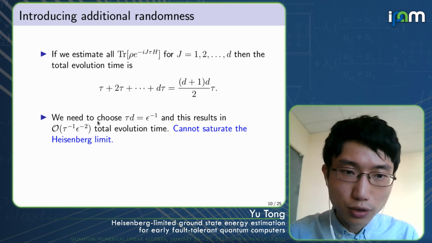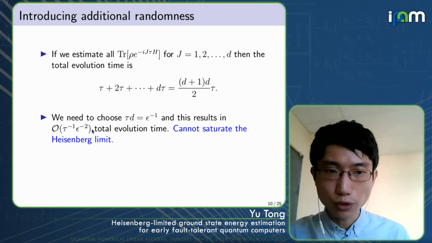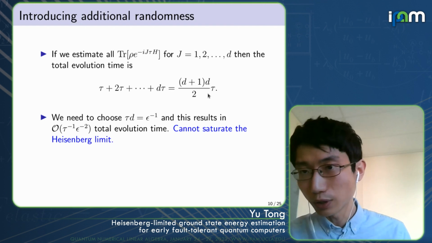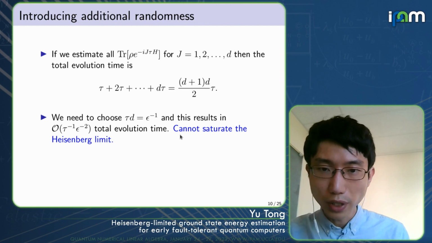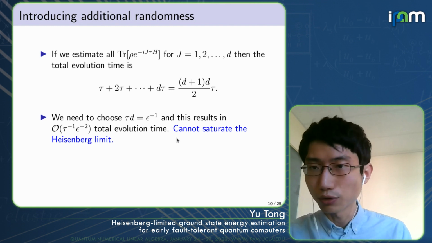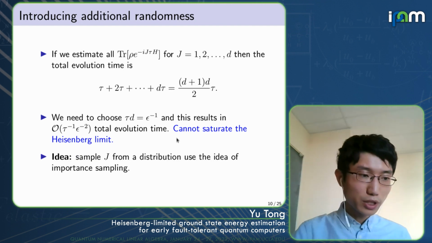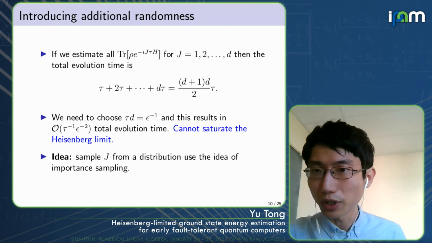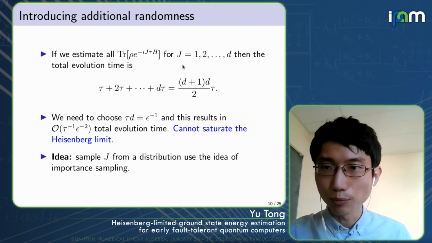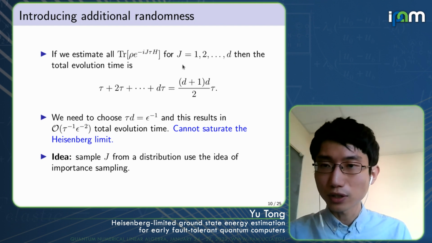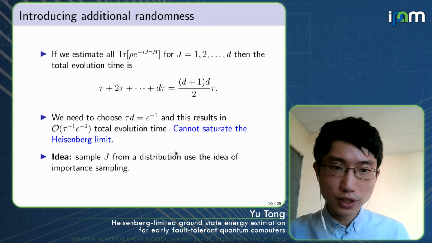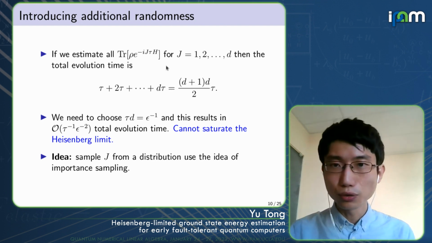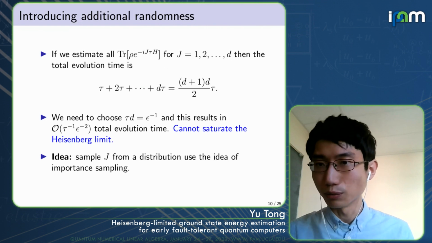I want to draw your attention to this epsilon to the minus 2 scaling, which is quadratically worse than the epsilon inverse scaling in quantum phase estimation. So if we take this approach, even without considering any precision requirement, from this simple analysis we already know that we cannot saturate the Heisenberg limit. Therefore, we need to take a different approach: we sample J from a distribution using the idea of importance sampling. Some J's are more important than others, and therefore we sample them with larger probability. However, what we do is not exactly importance sampling, because we will not be estimating these quantities. Rather, we will be designing a new random variable whose expectation value directly tells us what we want to get.